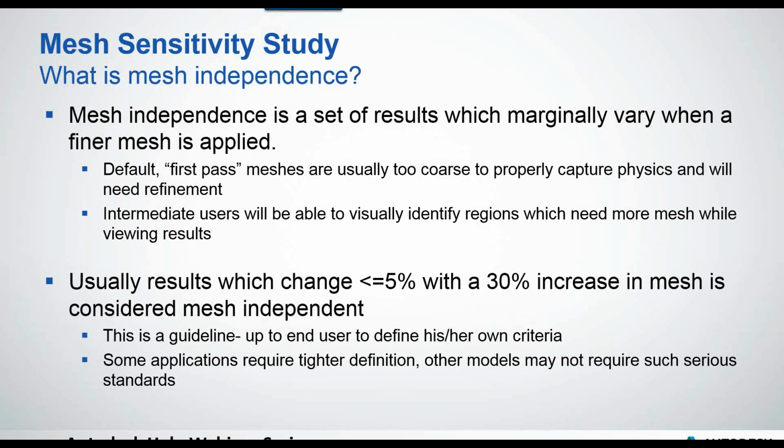All right. So a mesh sensitivity study is just changing your mesh and trying to figure out where's the point where your results aren't really changing, and you can call your results true and good. Your results are always going to change a little bit. So I said, mesh independence is when your results marginally vary when a finer mesh is applied. And when I say change mesh, I pretty much just mean refine. You can always coarsen and things will change.